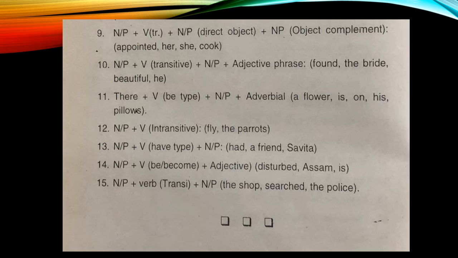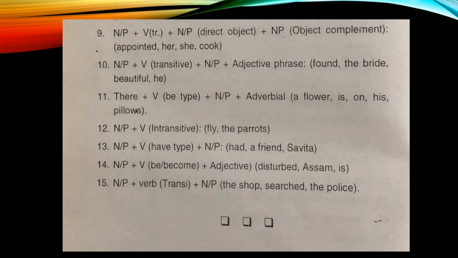Okay, so here the sentence that would be formed according to the words given in the bracket would be she appointed her cook. So she is the subject, appointed is the verb. You have the direct object her, and cook is the object complement.